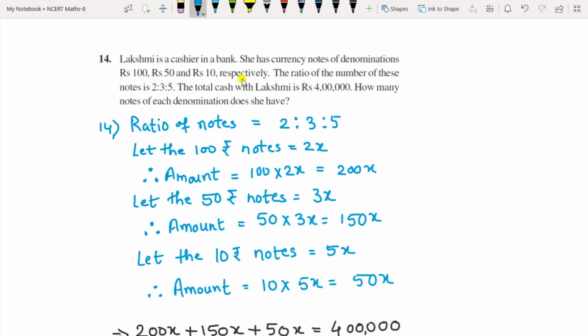Okay. Next question now. Lakshmi is a cashier in a bank. She has currency notes of denominations 100, 50 and 10 respectively, but they are in the ratio 2:3:5. So 100 rupees are in the ratio 2, 50 are in the ratio 3, 10 rupees are in the ratio 5. Okay, so as I said, if they are given the ratios, write x to it. So let 100 rupees notes be 2x. So amount becomes how much? Multiply 100 into 2x, that becomes 200x. Similarly for 50, it is 3x. So amount becomes 50 into 3 is 150x. 10 rupees notes are 5x. So amount becomes 10 into 5x is 50x.